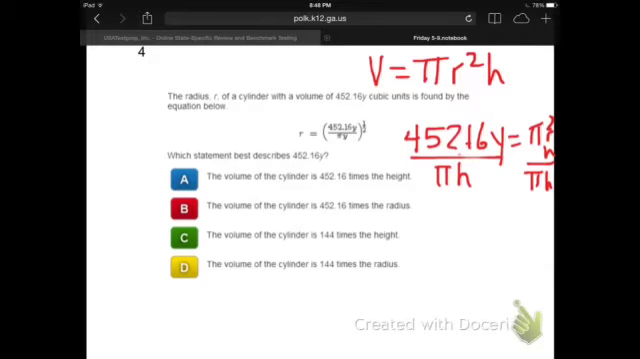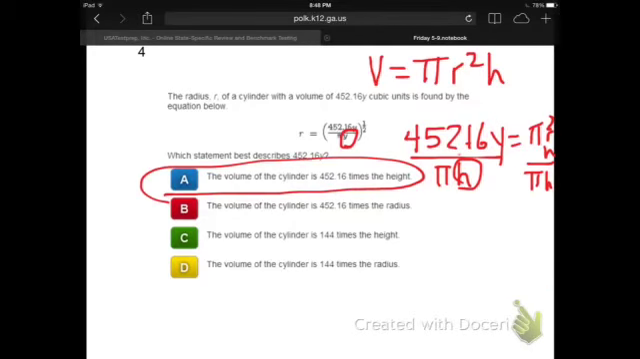And what I see here is that h is the same thing as y because I have a y here and I have an h here. So I know that if I'm multiplying y times 452.16, and that's the same thing as h, the volume's got to be 452.16 times the height, because h represents height.